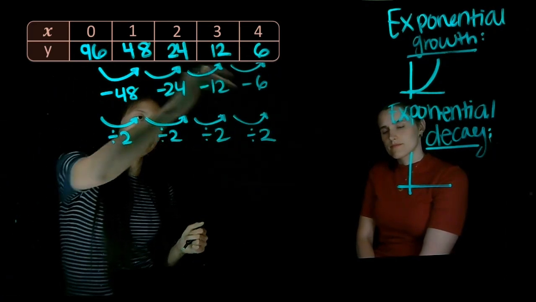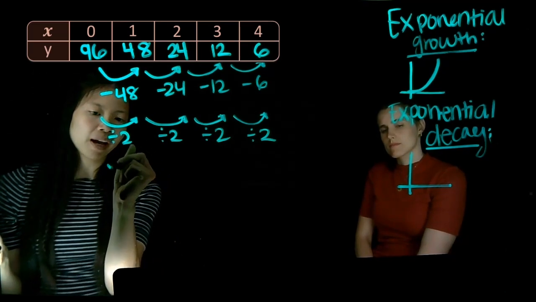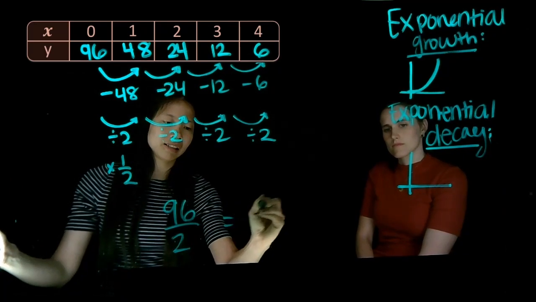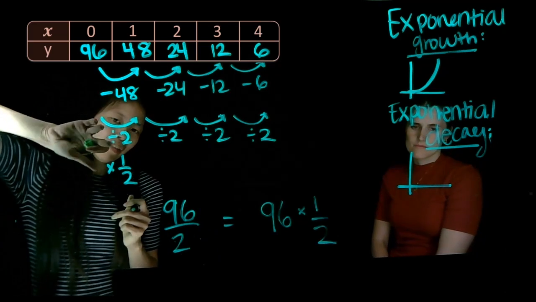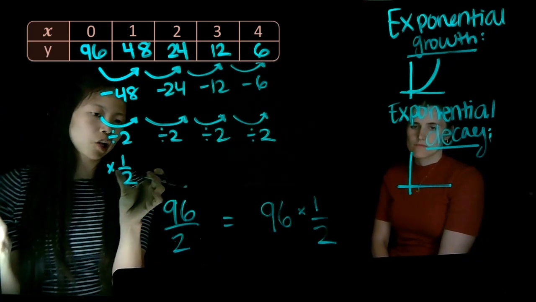We are decreasing this time. Remember that dividing by 2 is the same as multiplying by a half. So if I were to type in my calculator 96 divided by 2, that is the same thing as if I did 96 times 1/2. And so dividing by 2 is the same as multiplying by half. And so this is what we call our common ratio.